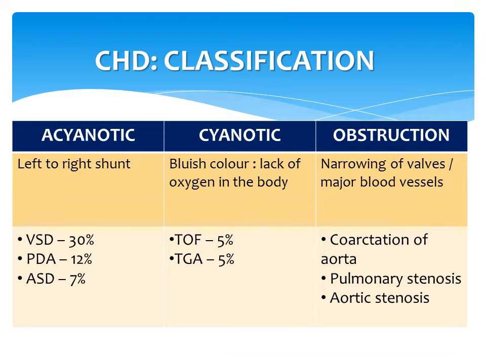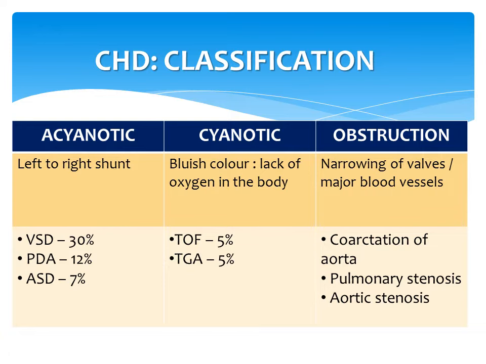Now let's talk about congenital heart diseases. We can classify them as acyanotic, cyanotic, and obstructive types. The commonest acyanotic congenital heart disease is ventricular septal defect or VSD, which accounts for 30% of these problems. Other less common ones are patent ductus arteriosus or PDA, and atrial septal defect or ASD, which account for 12 and 7% of congenital heart diseases respectively.